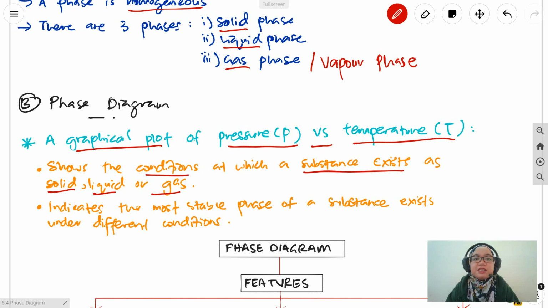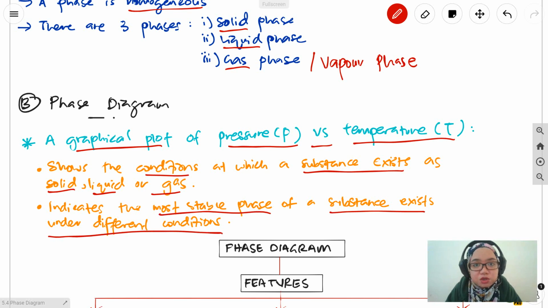So contohlah, kalau at certain condition, substance ni dia exist as solid, or at certain condition, substance ni exist as liquid, or exist as gas. So it indicates the most stable phase of a substance under different conditions. Contohnya, at 25 degrees Celsius at 1 atm, this substance is most stable at liquid phase, for example. Tu contoh dia. So this is what phase diagram shows.